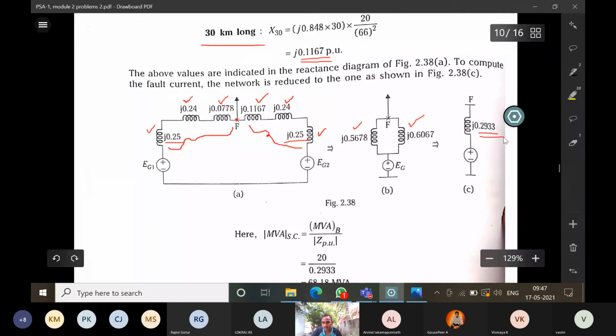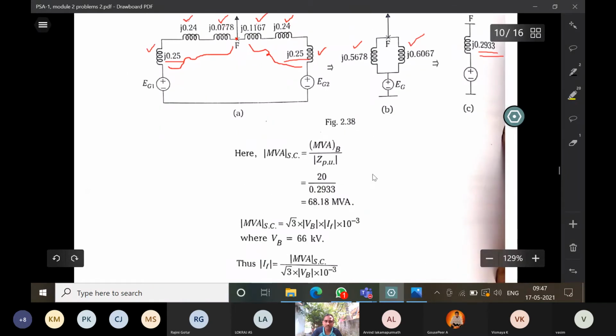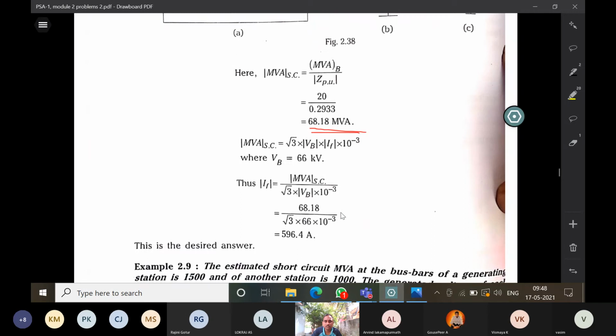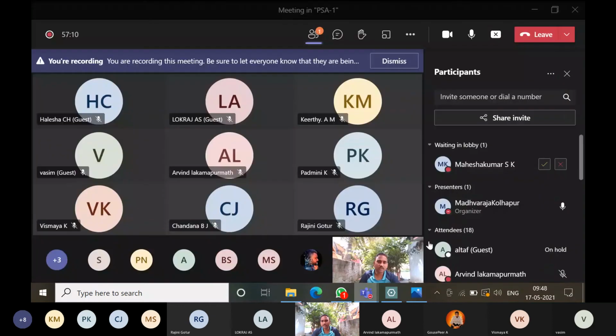So like that we do it. J0.2933 you will get, that is the Z per unit. So once you get the Z per unit, MVA base by Z per unit, you will get short circuit MVA: 20 by 0.2933, that is 68.18. So if you want current, that is the fault current IF, is to be calculated.